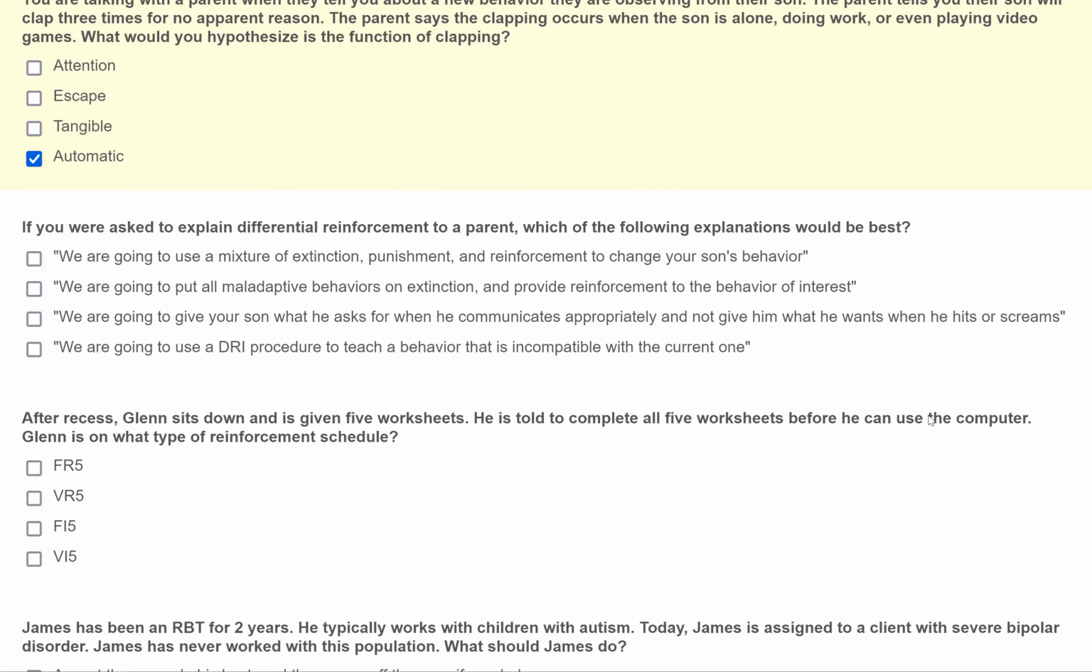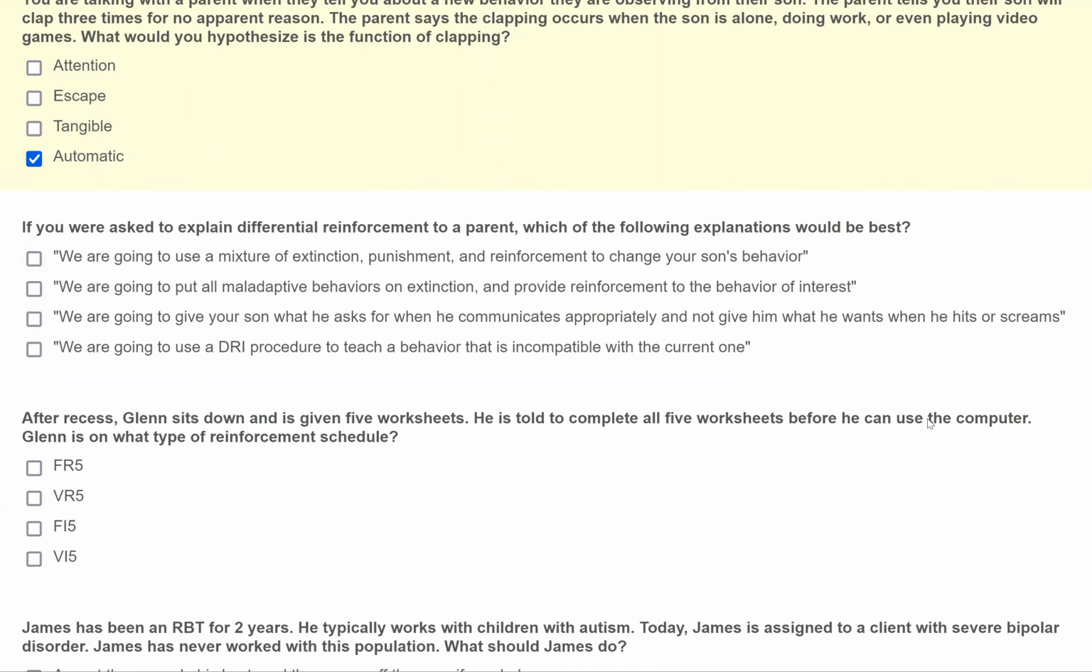So we have that definition, but we're not going to use that definition because parents probably aren't going to understand what a DRI is, right? They're not going to necessarily understand putting something on extinction and reinforcing something else. So let's make it even simpler. Let's just describe in the simplest terms what it is exactly we're going to be doing. So A, we're going to use a mixture of extinction, punishment, and reinforcement to change your son's behavior.